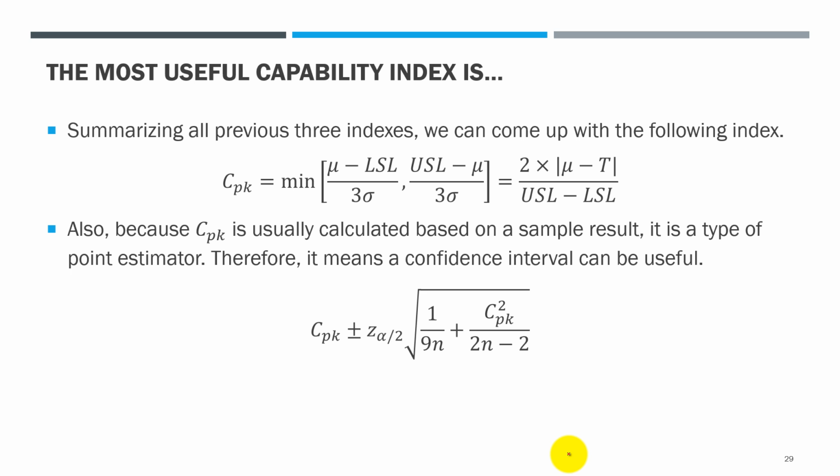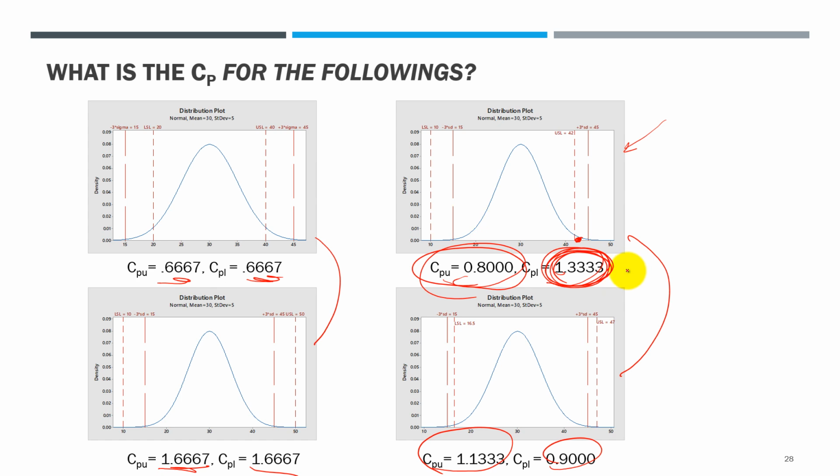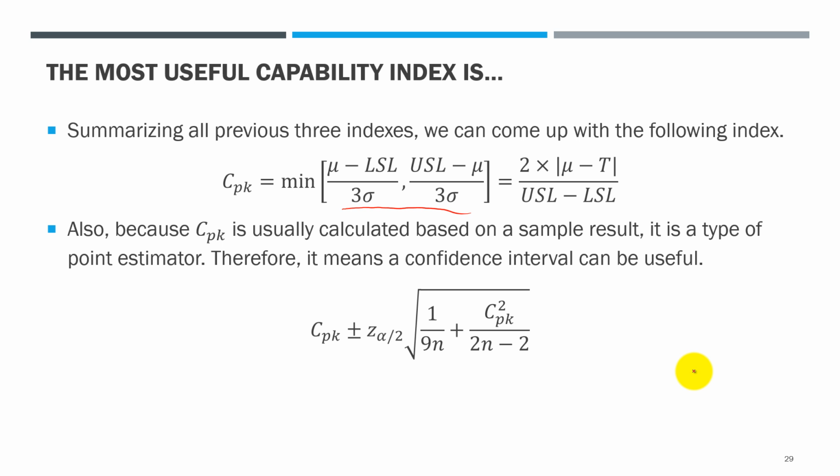So the truly useful capability index is that when you pick the smallest between these two, right? When you pick the smallest one between these two, that becomes the truly useful capability index. So when you say 0.9, the one thing you can tell is, oh, this is not a capable process. The next thing you can tell is, hey, this process is not centered. Okay, that is one thing you can tell from that.